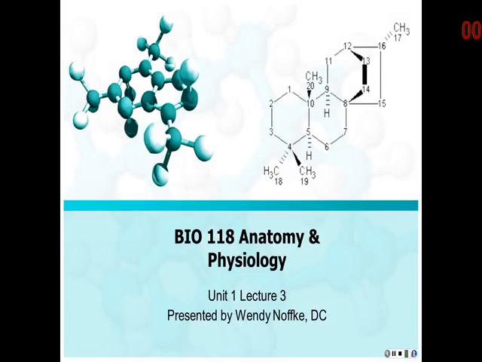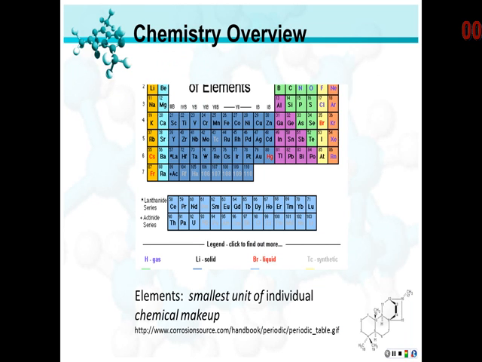This is the third lecture in the first unit. This will be an overview of some basic chemistry. While this is not a chemistry course, we will cover some chemistry basics which will be useful in understanding certain physiological processes. The smallest unit of individual chemical makeup is the element. These are represented by the different chemical symbols on the periodic table of elements. Only a limited number of these are used in the human body.